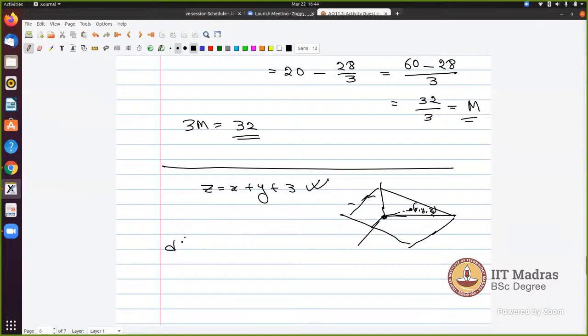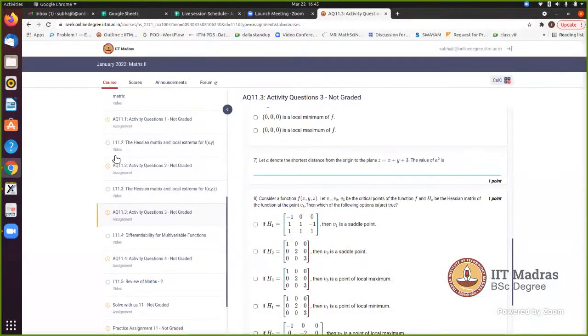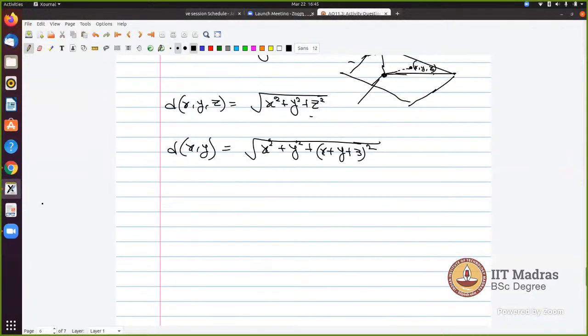So x, y, z, it is root over x square plus y square plus z square, right? Now z is dependent on x and y, so I can make it a function of two variables, correct? x square plus y square. What is z square? z square is x plus y plus 3 whole square, right? Now you minimize this function. So you need the minimum distance point from it, right? Shortest distance means you have to find the minimum. So now you do whatever is required.